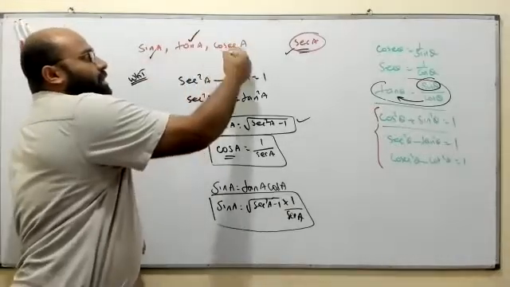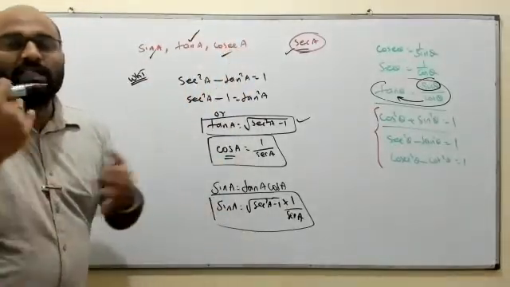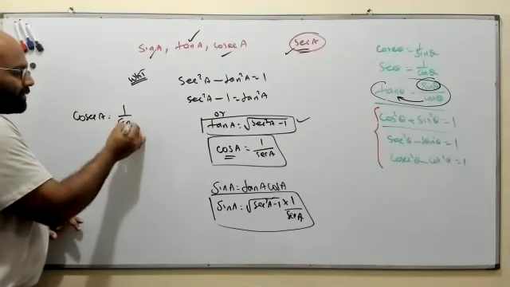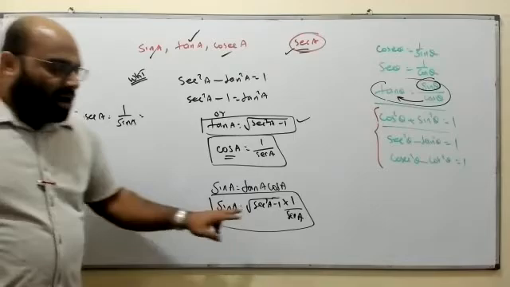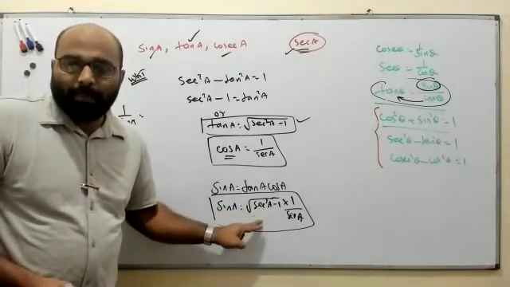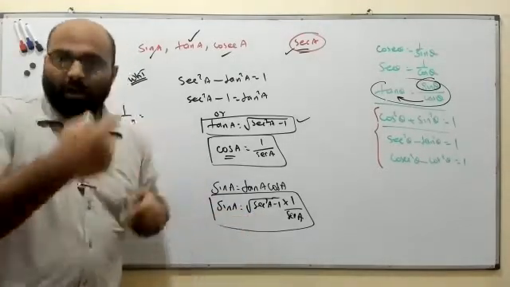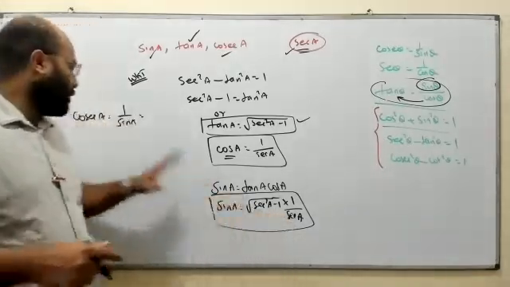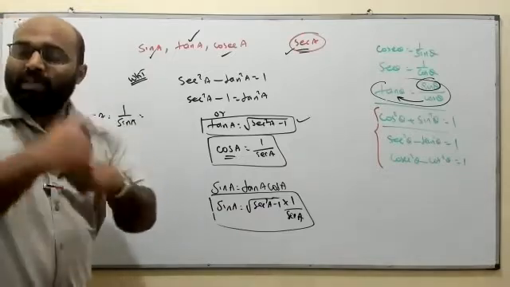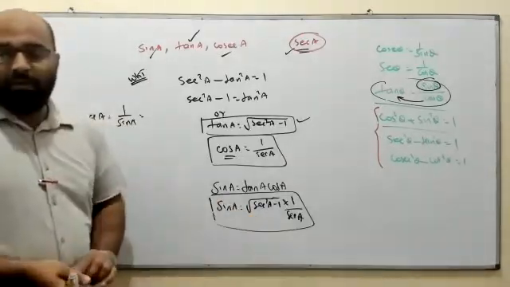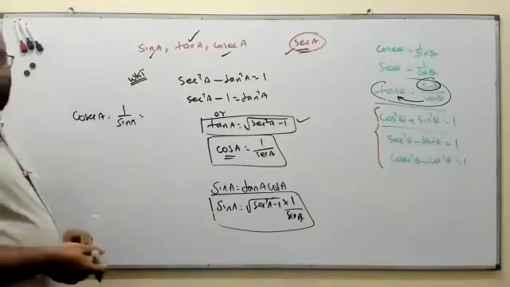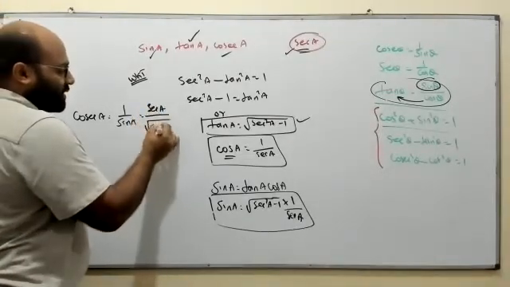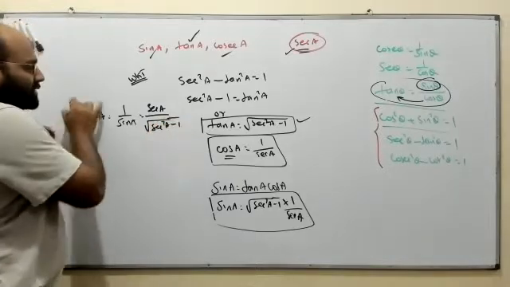Next, you want to write cosec. There won't be any issue. Cosec is the reciprocal of sine. I already found sine A. So for the reciprocal of sine, you have to take the reciprocal. Cosec A is 1 by sine A, which means reciprocal. When we take this reciprocal, we get sec A by root of sec square A minus 1. So this is cosec.